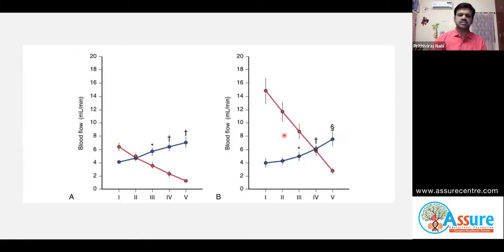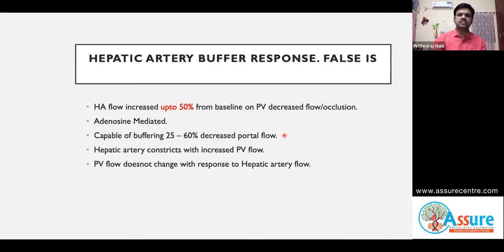This can also be a question where they can say that the hepatic artery buffer response is abolished in cirrhotics. And a similar question is where they say high pressure laparoscopy nullifies the effect of the hepatic artery buffer response. That is also incorrect, because even in high pressure laparoscopy, the hepatic artery buffer response is maintained. So what is the false statement? The hepatic artery flow increases only up to 30% from the baseline and not 50%. And the other things are correct.